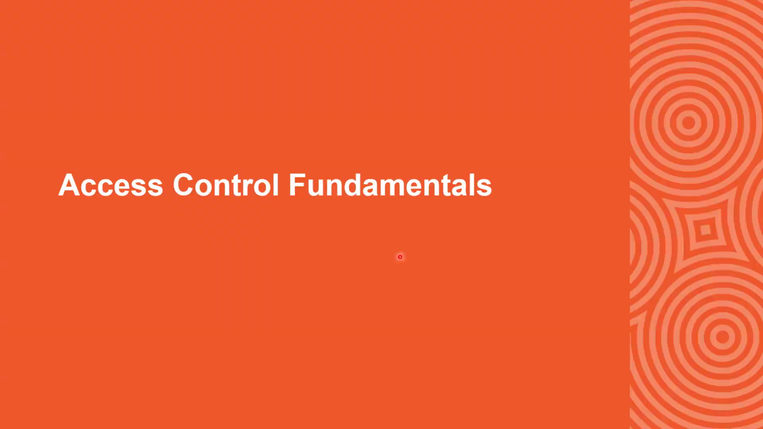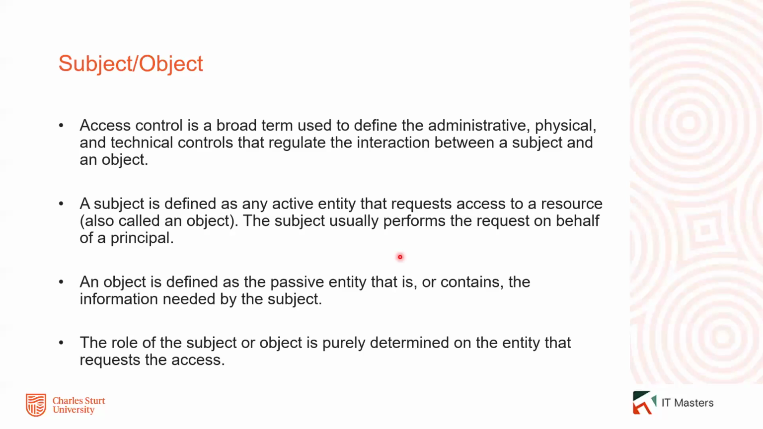So let's have a look at access control fundamentals. Access control is a really broad, far-reaching term that covers all of the different types of controls that we can use to regulate the way in which subjects interact with objects, or users interact with our assets or our systems. A subject is simply defined as any active entity that requests access to a resource, which is also called an object. Generally that would be a user, but it can be another system or another process. It doesn't always have to be just a user. It might be another server interrogating our server.